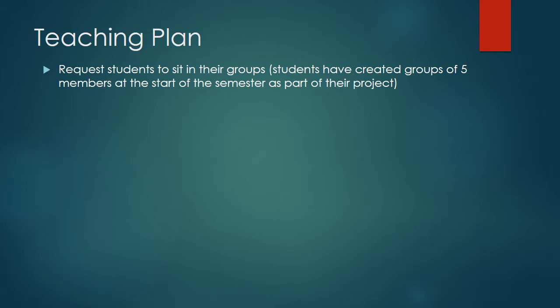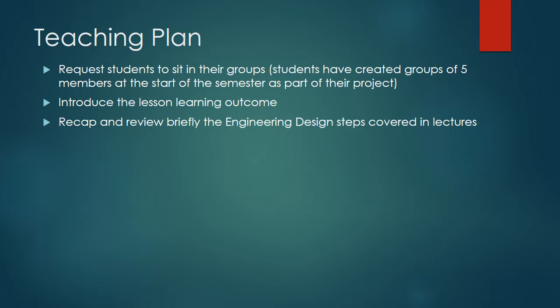Firstly, as I mentioned earlier, students have already formed a group. Normally I like to call it a team activity. So as soon as the facilitator or the teacher enters the classroom, they will be asked to move around and quickly settle in their respective groups for this tutorial class, and the lesson learning outcomes are introduced, which gives direction to the tutorial activity.